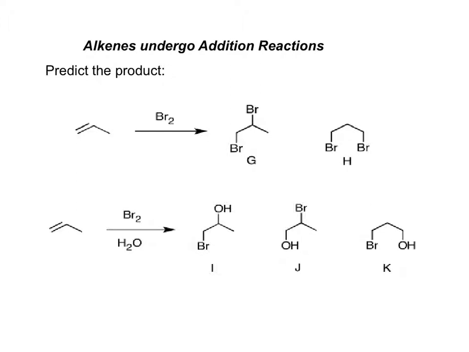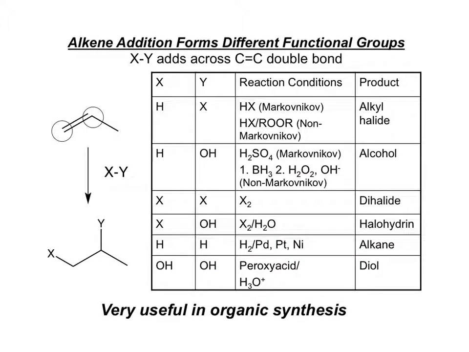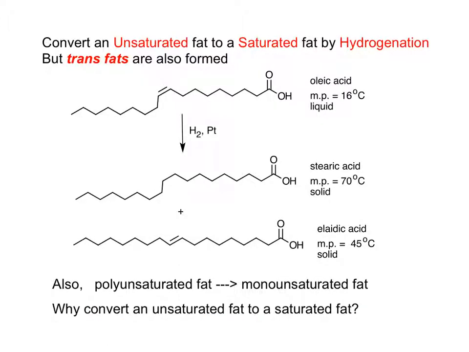And the answers are, in an alkene addition reaction, different atoms or groups can add to each vinylic carbon to form a different functional group. So we've looked at these four. This hydrogenation reaction to convert an alkene to alkane is very common. Unsaturated fats are converted to saturated fats by hydrogenation reaction. Naturally occurring unsaturated fats are cis, but this reaction also produces trans fats.